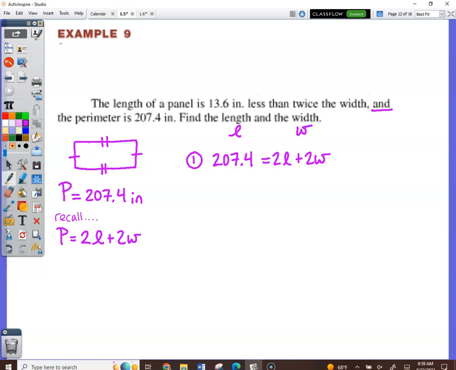Now I'm going to change colors to show I'm trying to get the other equation. Go back to it. The length of a panel is 13.6 inches less than twice the width. The length of a panel is, and here's where you have to be careful, and it's because of this right here.